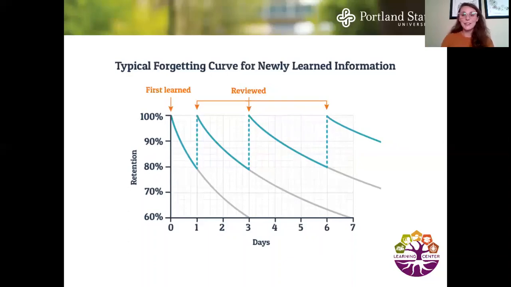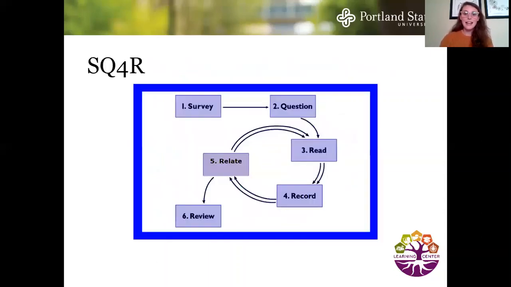We're flattening out the curve a little bit. And eventually, when it goes flat, that's when it's in our longer term memory. So review, review, review, super important. So going over one more time, all the different steps, bringing it together.